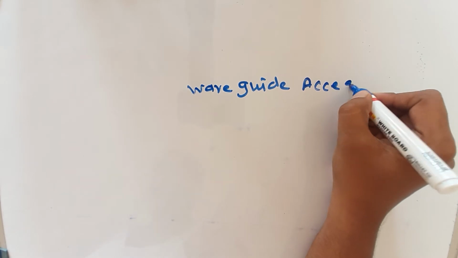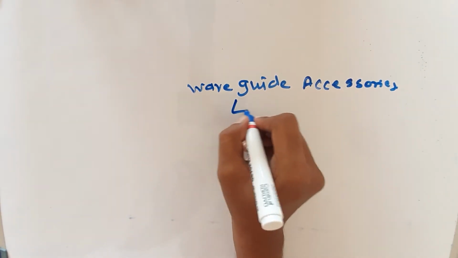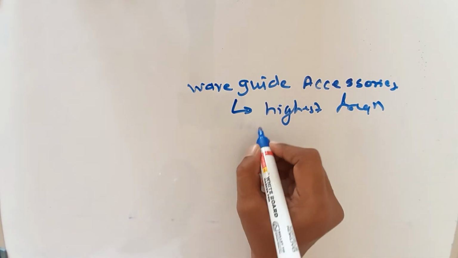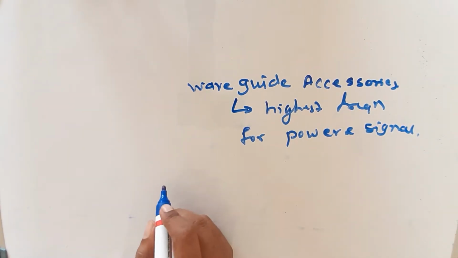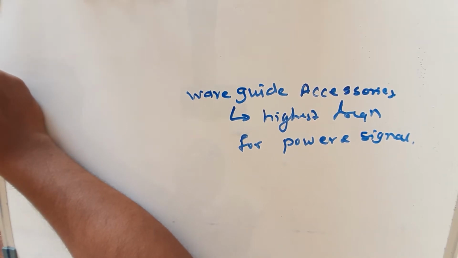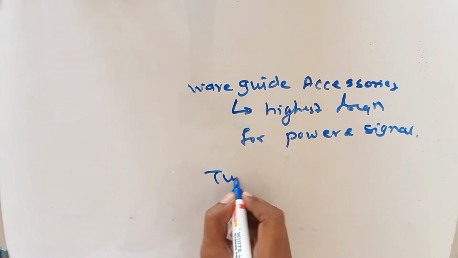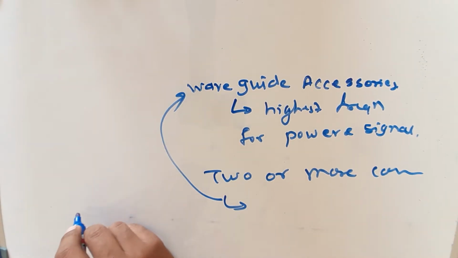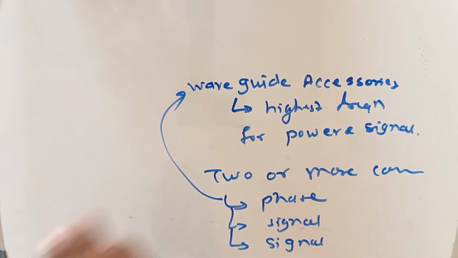So what is the use of waveguide accessories in microwave passive components? Basically, a waveguide is used for the highest frequency for transmission of power and signals. It is difficult to manufacture a single device for the transmission of microwave signals, so it is required to join two or more components of waveguides. So we will require the waveguide accessories. Again, if you want to change the phase, change the signal, attenuate the signals or amplify the signals, we will require the waveguide accessories.